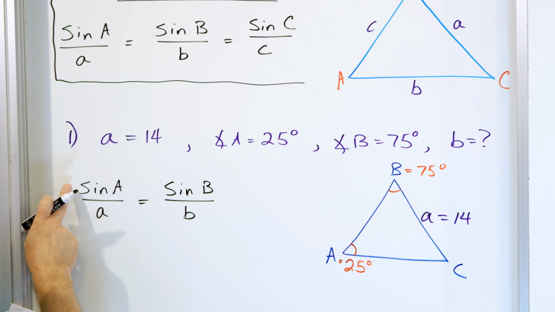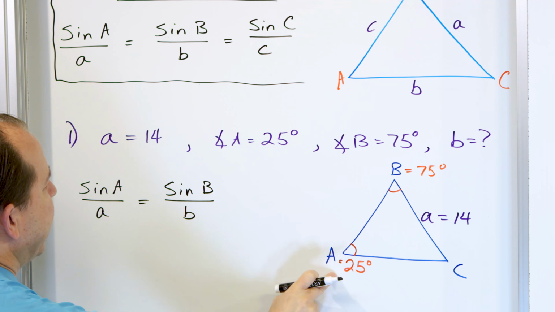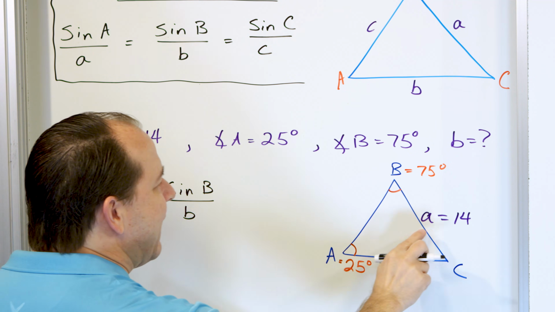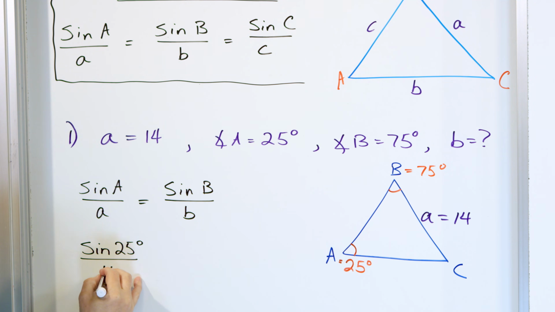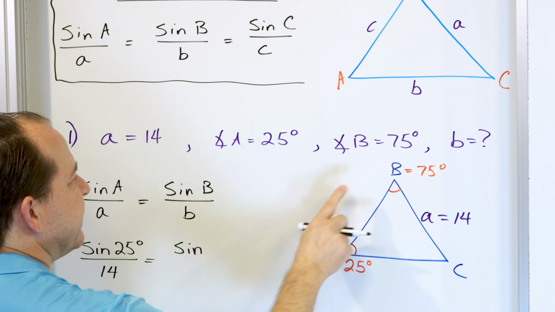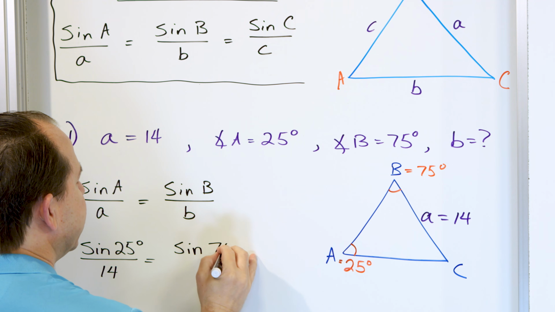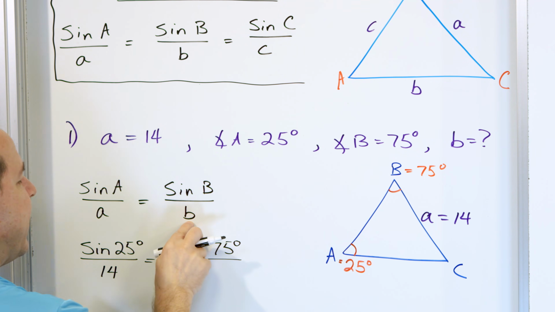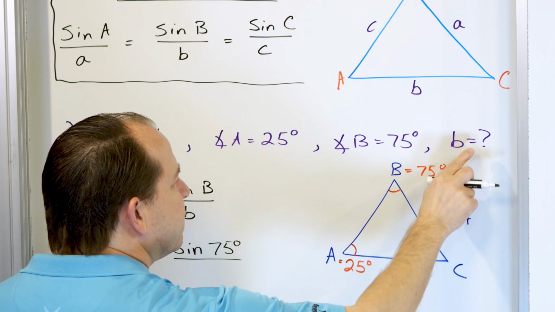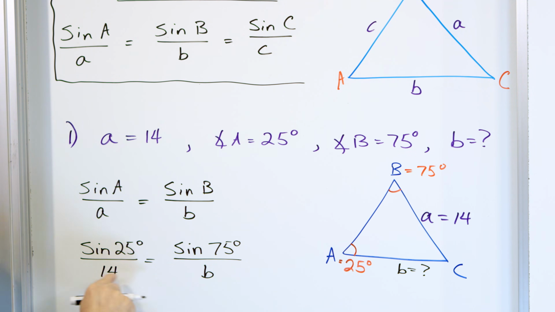So let's plug in what we know. Sine of angle A is 25 degrees, so I'm going to put the sine of 25 degrees divided by side A, which is opposite of that. It's 14 meters long. And then this is equal to the sine of B, and I know that angle B is 75 degrees, divided by the length of side B. So B is the unknown. This is what I'm trying to find right here. And so now I have an equation I can solve.